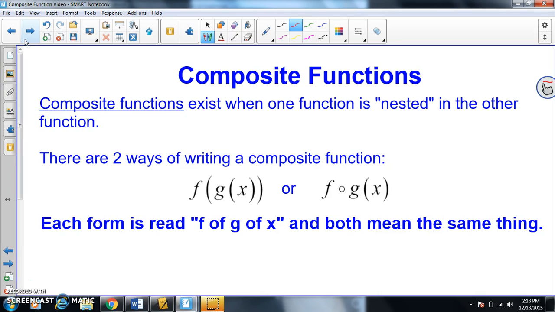We can either write f parentheses g parentheses x, which is saying f of g of x, or this notation, f of g of x. Either way, they both mean that g is going to be plugged into f. We say it as f of g of x.